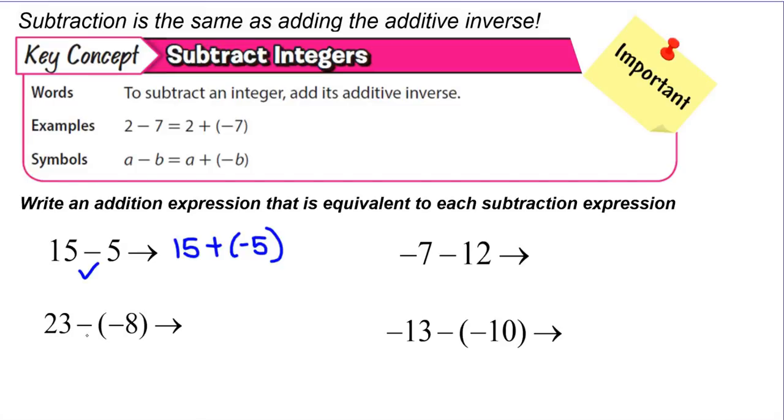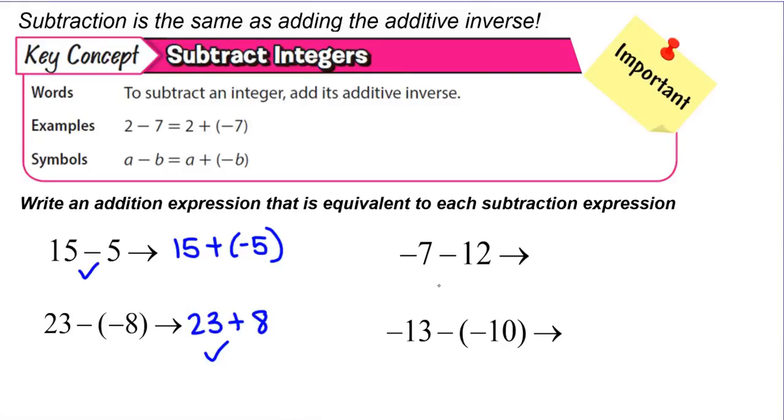Next one, 23 minus negative 8. I'm taking away a negative. So removing a negative increases in value. This is like 23 plus 8. Now, which one of these two is easier to do? I would say by far the addition version of this is easier to do. So you can start to see why it's important to be able to flip-flop back and forth between subtraction versions and addition versions of our expressions.